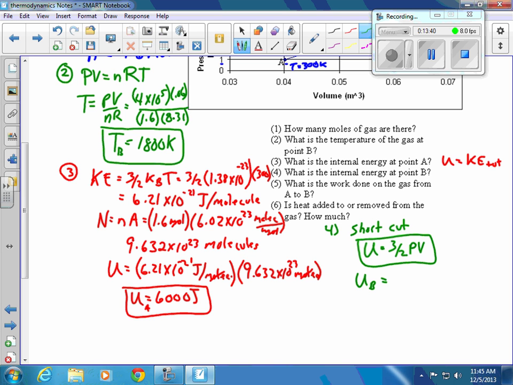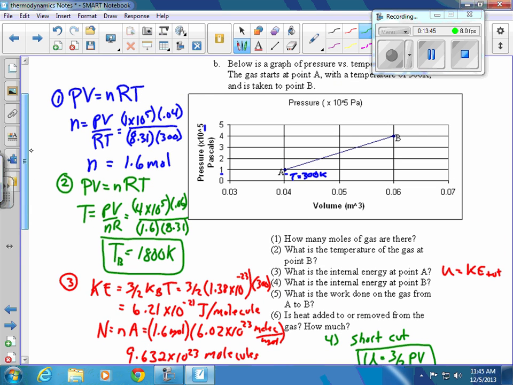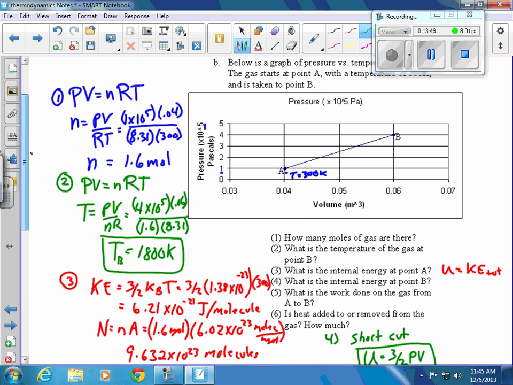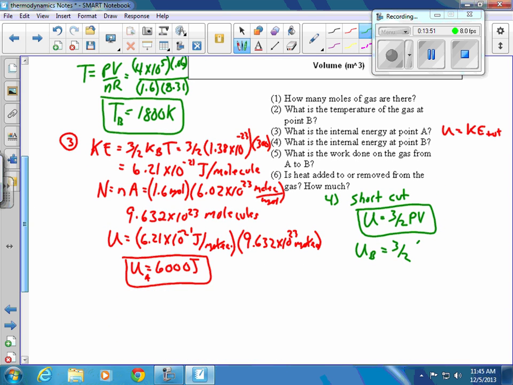The total internal energy at B equals 3 halves. The pressure at B is, looking at my graph, 4 times 10 to the 5th. And the volume is 0.06. So the pressure is 4 times 10 to the 5th, and the volume is 0.06. When I multiply that out, I get 18,000. Nope, that's not right. I'm sorry. 36,000 joules is the internal energy at B.